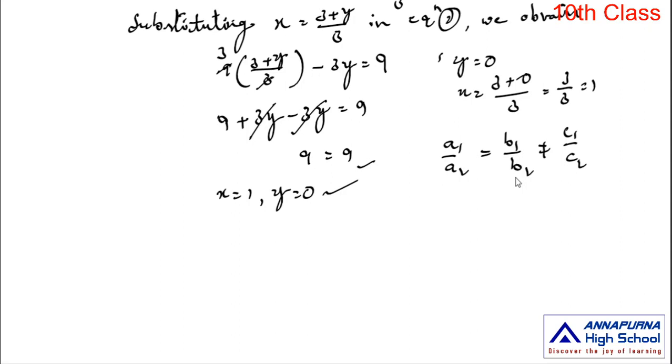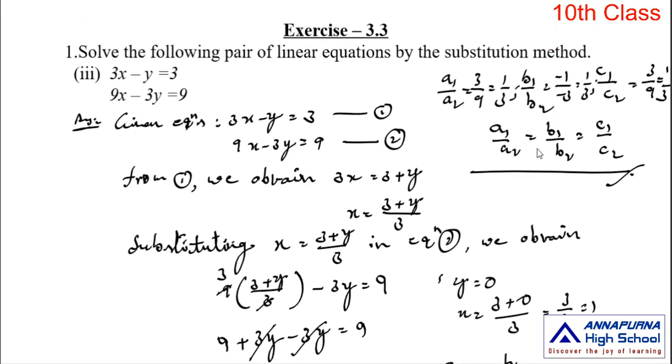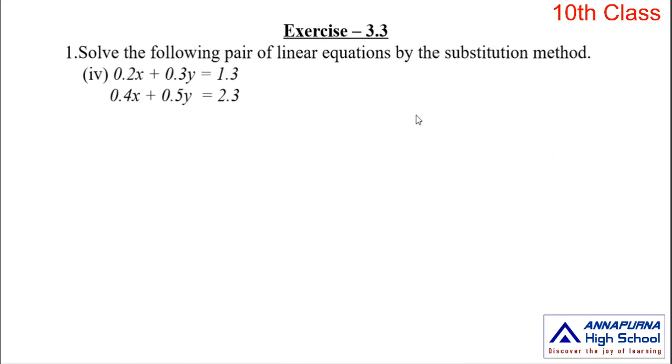We clearly present that. If a1 by a2 is not equal to b1 by b2, then the pair of linear equations has a unique solution. Then you can apply this algebraic method. So before applying that algebraic method, first we roughly verify the ratios of the corresponding terms. Okay, let's come to the fourth pair.